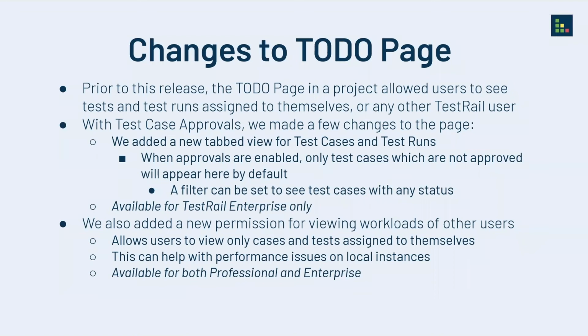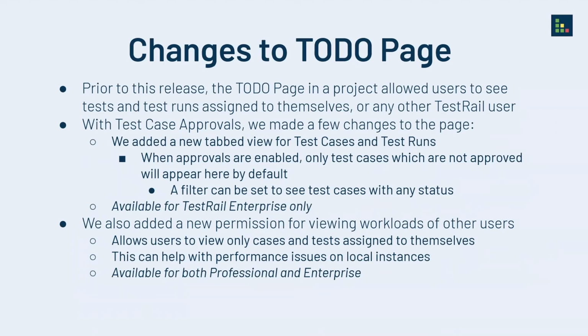So with the test case approvals, we've made a few changes to the page. We've added a new tab view so you can differentiate between test cases and test runs. When approvals are enabled, only test cases which are not approved will appear here by default. You can also set a filter to see test cases with any status, but by default, it will just show you the test cases that are not approved because this would indicate the work that needs to be done.